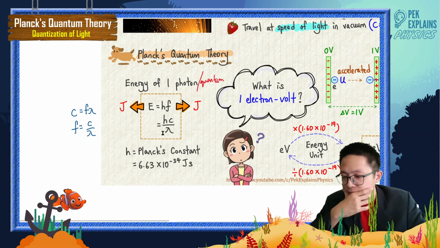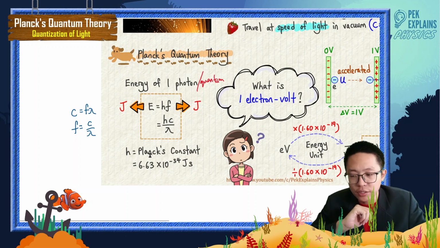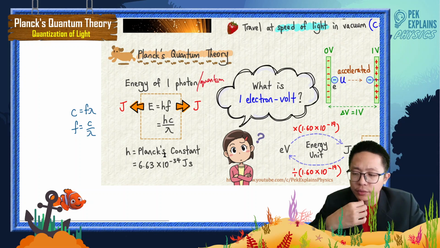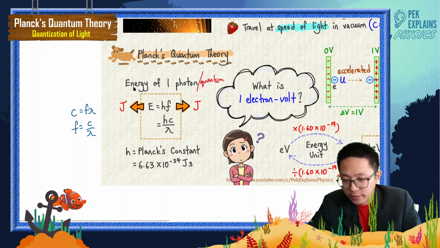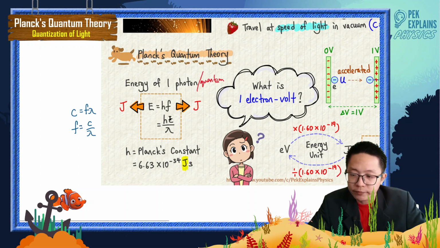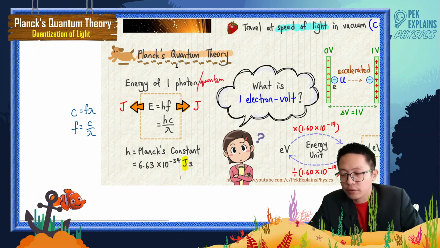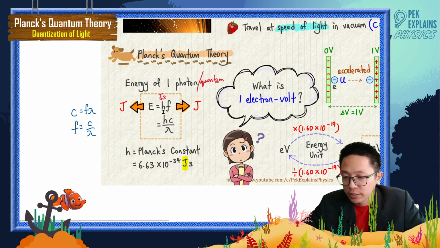Now h is called Planck's constant, 6.63 times 10 to the power negative 34 joule second. This one is given in the list of constants. I want you to see the unit. You see this Planck's constant, the unit is joule second.